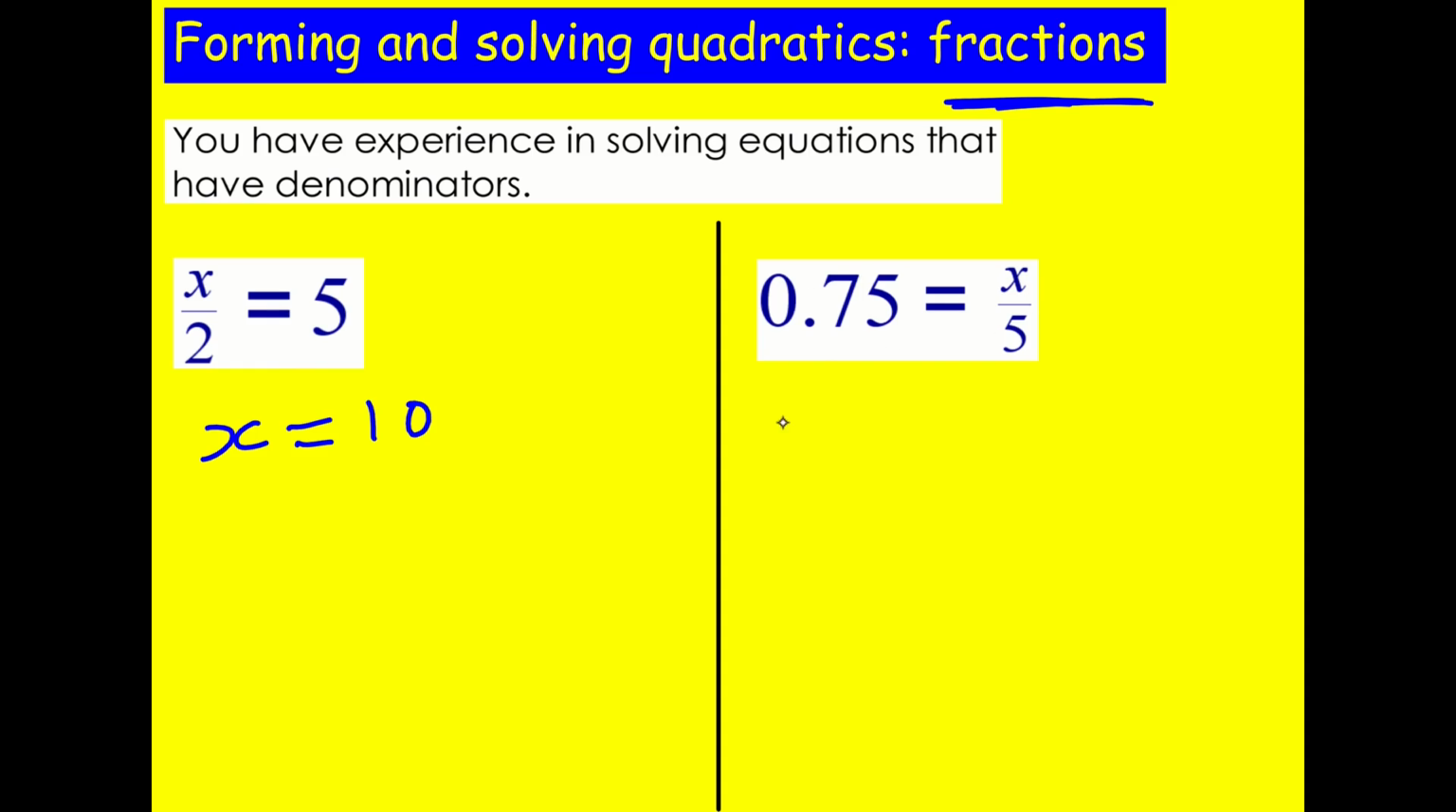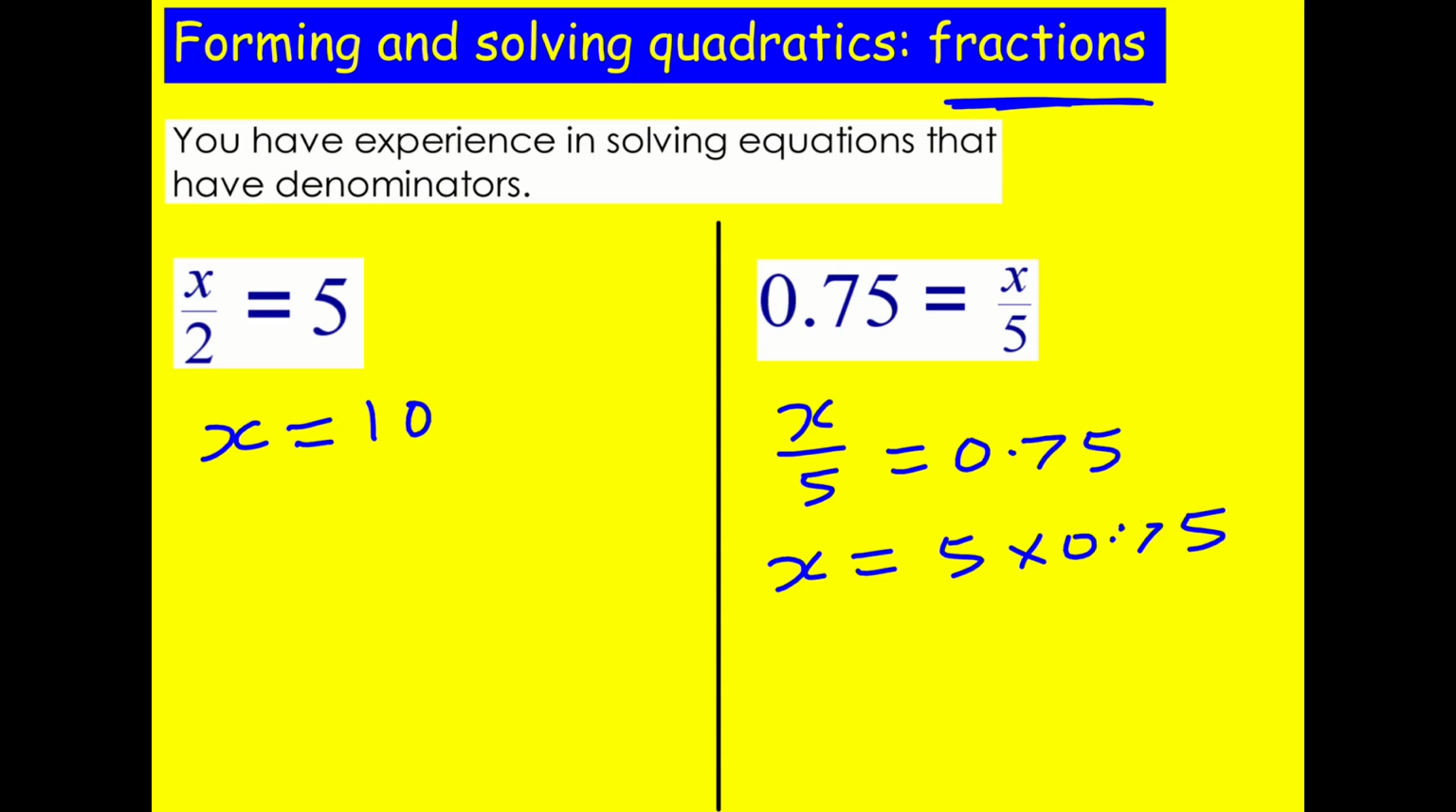Very similar for this one on the right. You might write it as x over 5 equals 0.75 first. It's good practice to get the x on the left-hand side. And then you times through by 5. So 5 times 0.75. Bit trickier to figure that one out, but that one becomes 3.75.